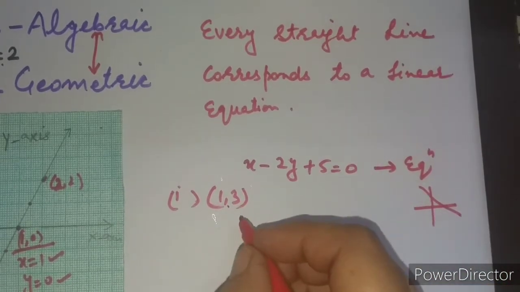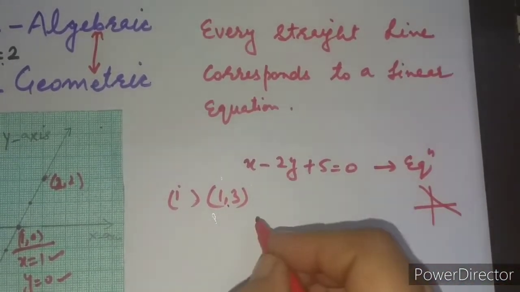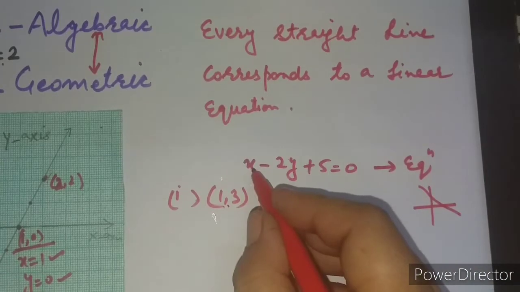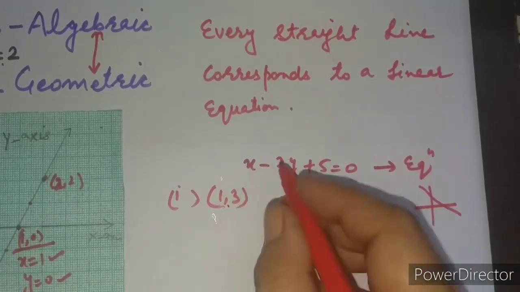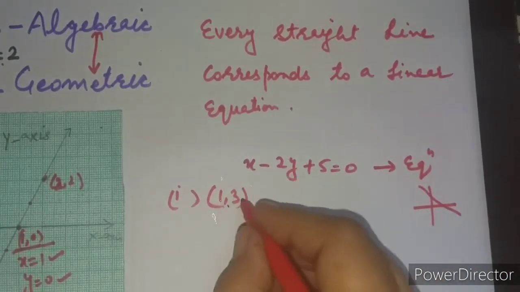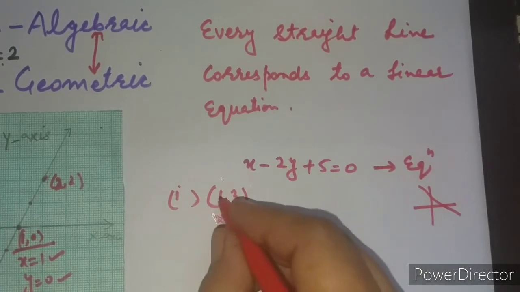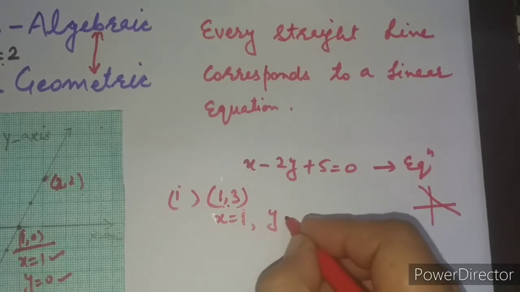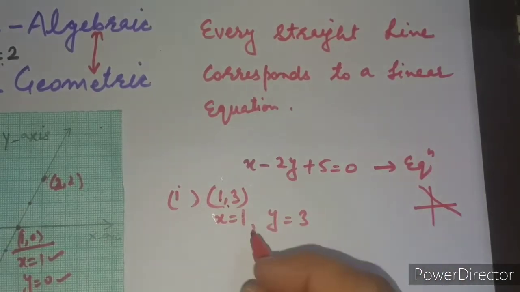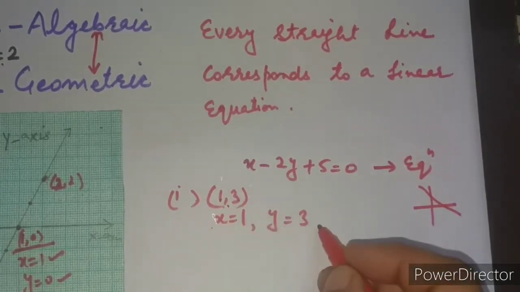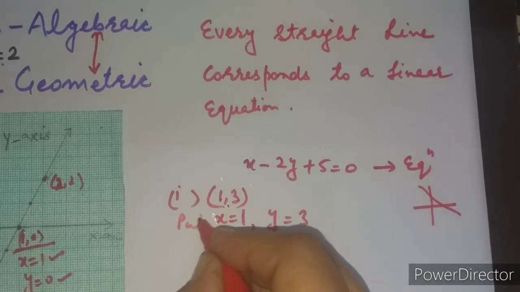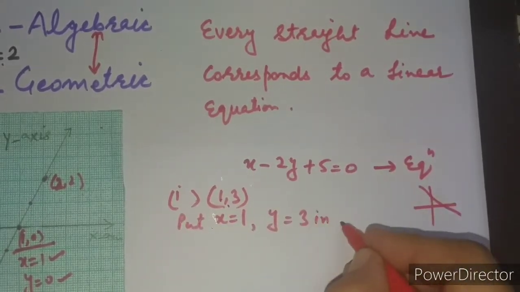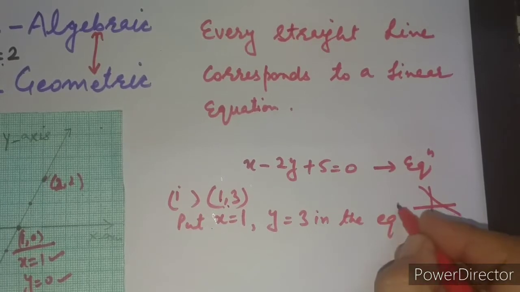Very easy way. If this point lies on the line, then definitely it will satisfy the equation of this line. What is the meaning of satisfying? This (1, 3) means this is its abscissa and this is its ordinate. So x equal to 1 and y equal to 3. See the important thing: x equal to 1 and y equal to 3, I will put in the equation.